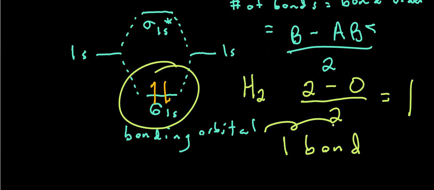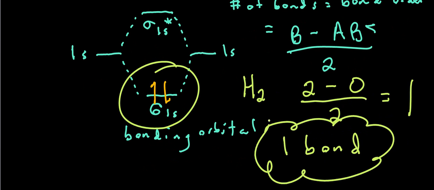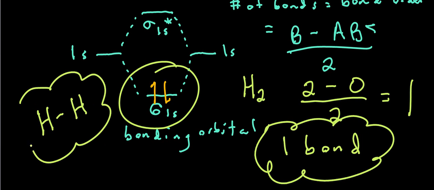That tells us in an H2 molecule we would expect to find a single bond, which we know to be the case for an H2 molecule. It's H with a single bond to another H. So our molecular orbital theory verifies our H2 molecular structure.